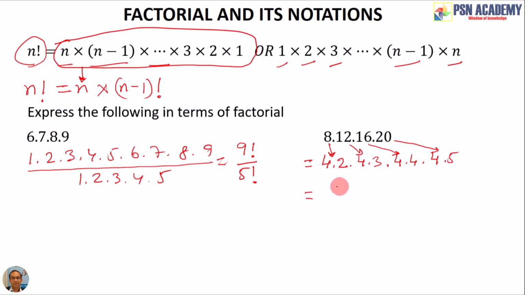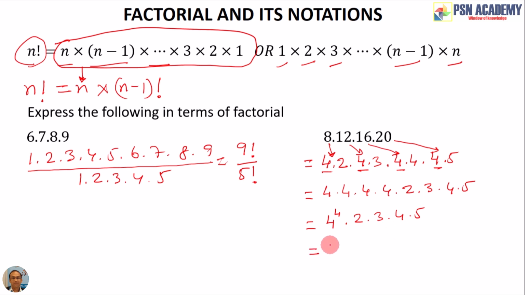Now you do one thing, you just rearrange these numbers, okay? So 4.4.4.4, these 4s, and the rest of the thing on the other side, like this. So you see that 4 raised to 4 dot 2, 3, 4 and 5. You have got it like that, right?